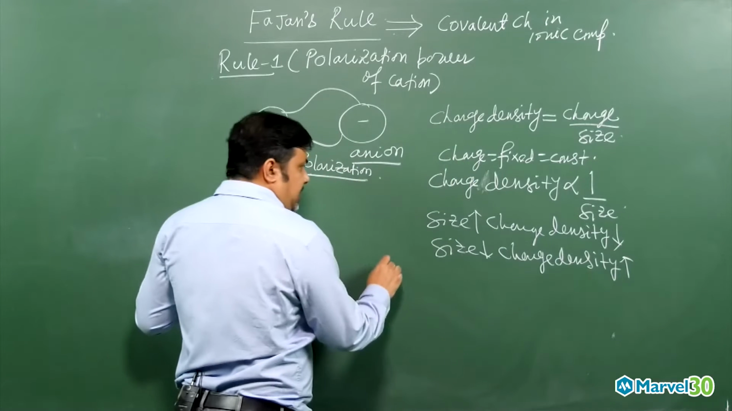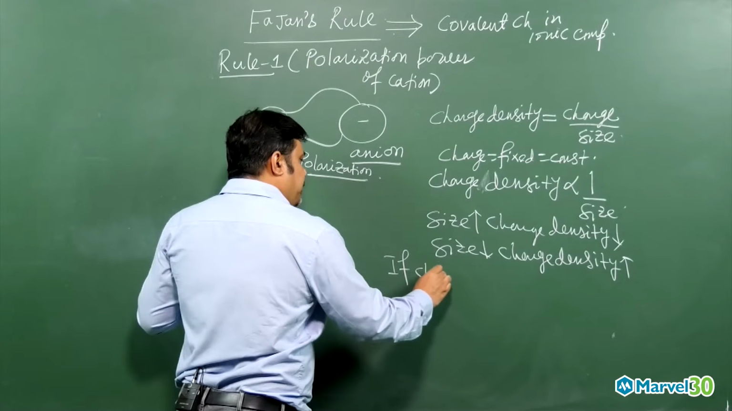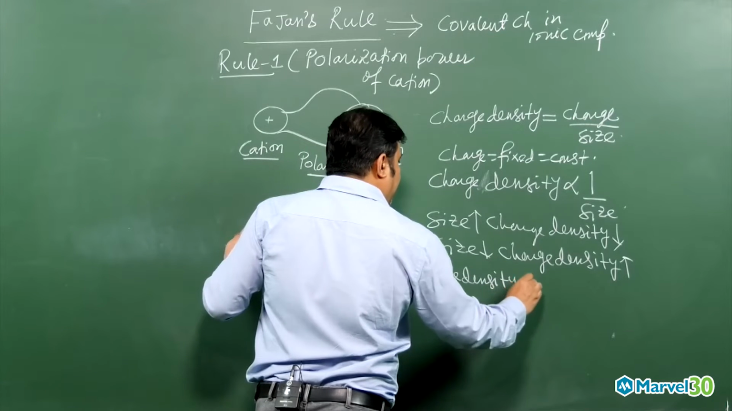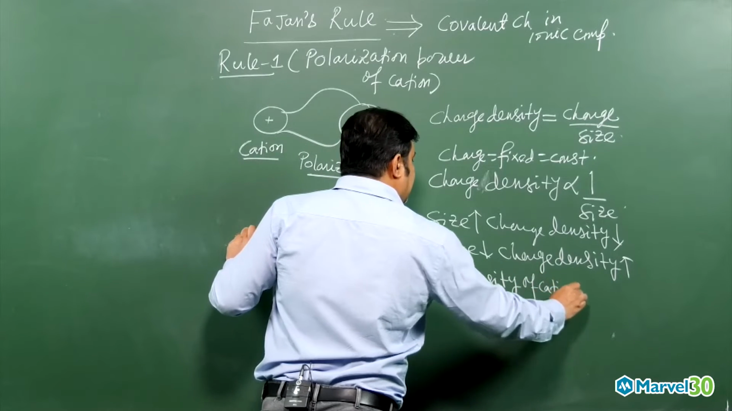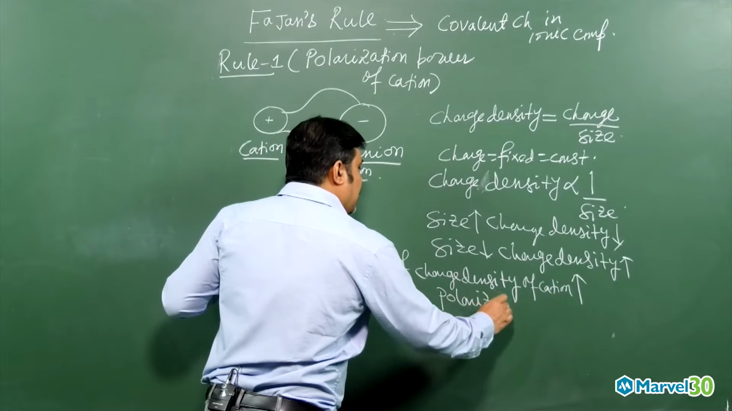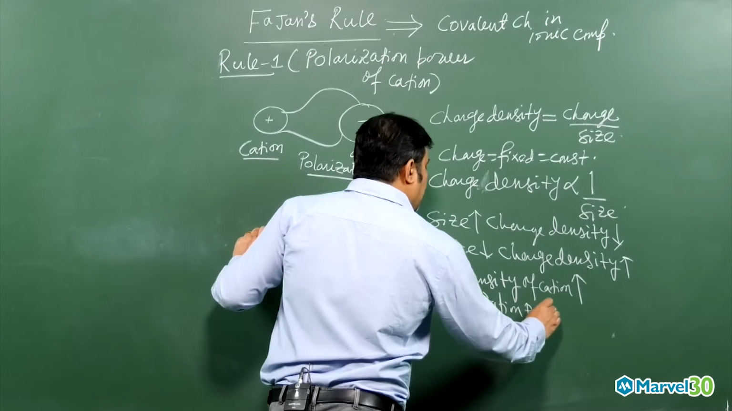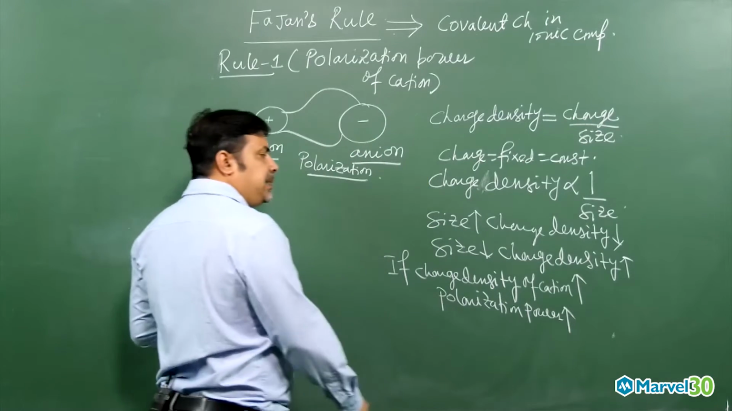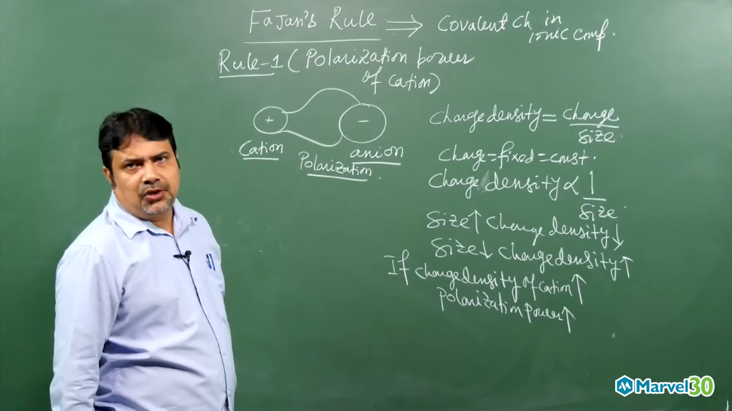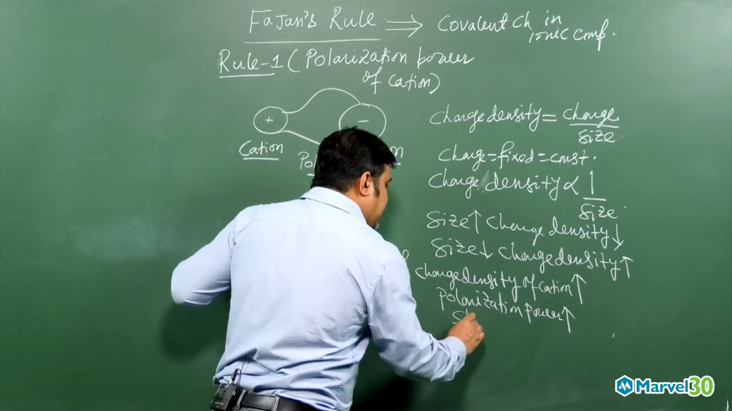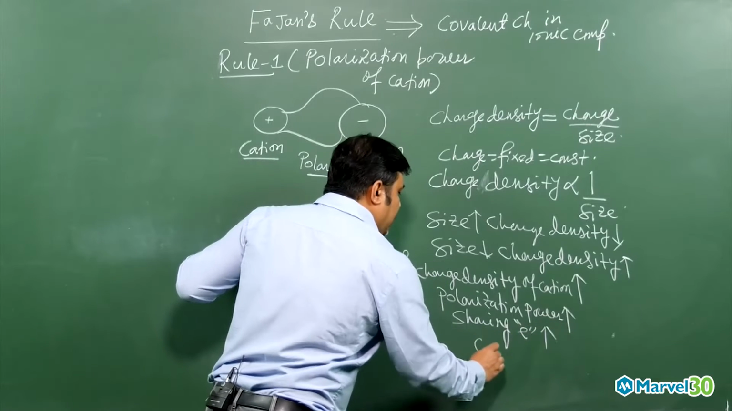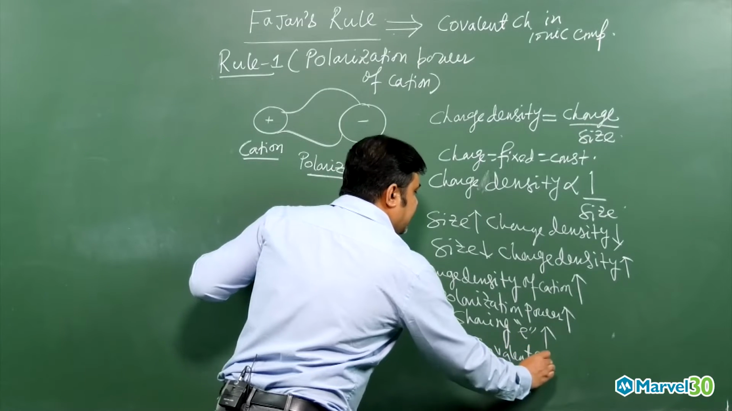If the charge density of the cation is more, the polarization power of the cation will be more. If the polarization power is more, it will easily take the electron density from the anion towards itself, then the sharing of electrons will be more, and then the covalent character will be more.